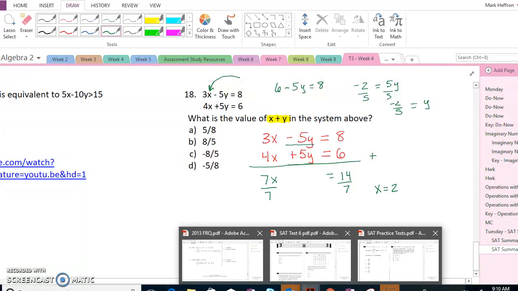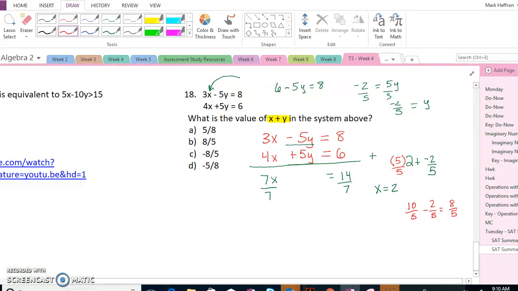So now I'm going to add 2 plus -2/5. Well, I need a common denominator of 5. So I'm really looking at 10 over 5 minus 2 over 5. Well, that's 8 over 5, which would be B.